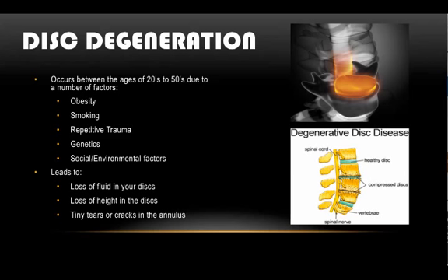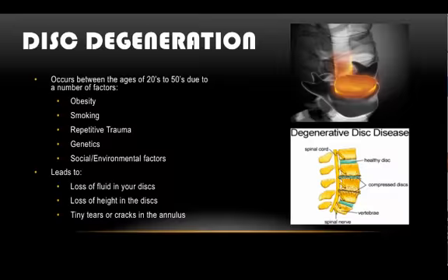Now, what can happen? Well, this can lead to loss of fluid in your discs. Normally, you have 80% water, and that can start to decrease. You can start to lose height because you don't have the water coming back in, and then this can lead to tiny tears or cracks in the outer layer, the annulus. So here you have a healthy disc in this cartoon, then you have two layers of compressed discs, and then it gets back to being a little healthy again.